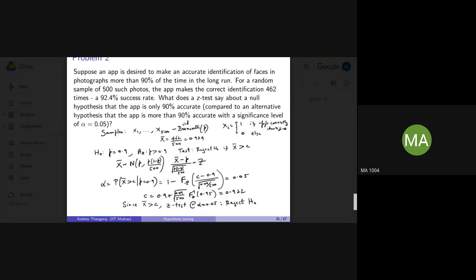Okay. Now we have to design the test. So is this a right tail test or left tail test? This is a right tail test, right? Since it is greater than. Because we are rejecting H naught if P is greater than 0.9. Okay. Here it has been solved using P.